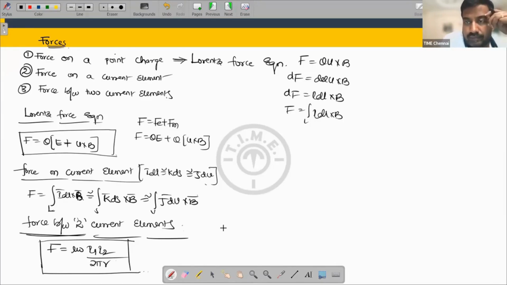Mu naught I1 I2 by 2 pi r. This is again a very important topic on forces.